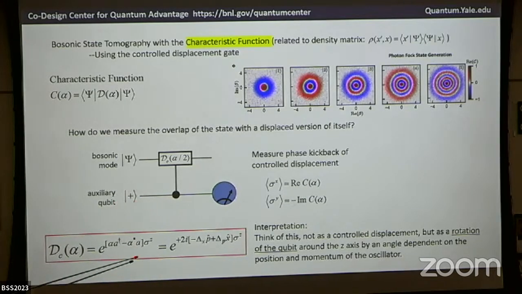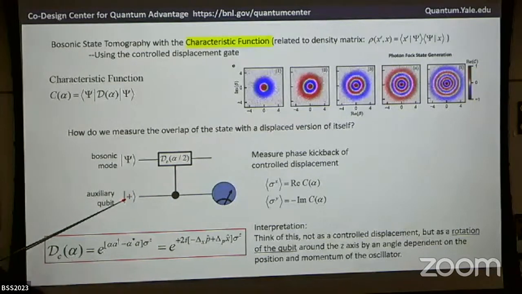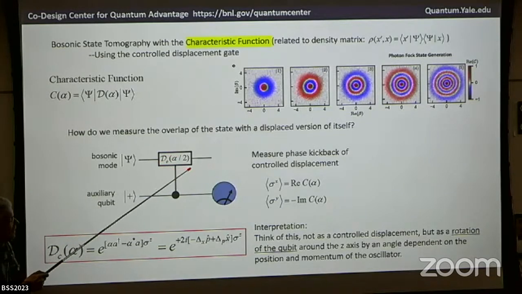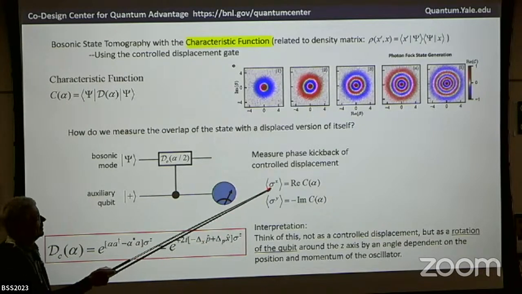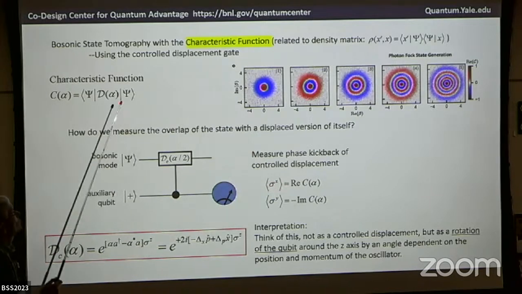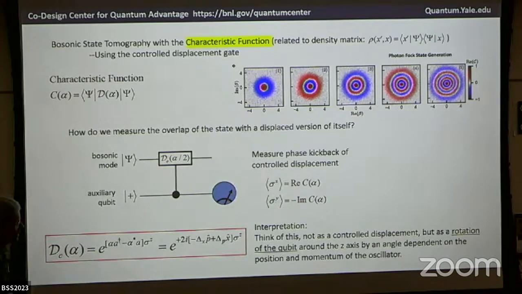And so you apply this conditional displacement with the qubit in the plus x direction. This unitary will kick back some phase, and when you measure the state of the qubit, the average value of sigma x, if you measure sigma x, gives you the real part of this quantity. If you measure sigma y, it gives you the imaginary part.